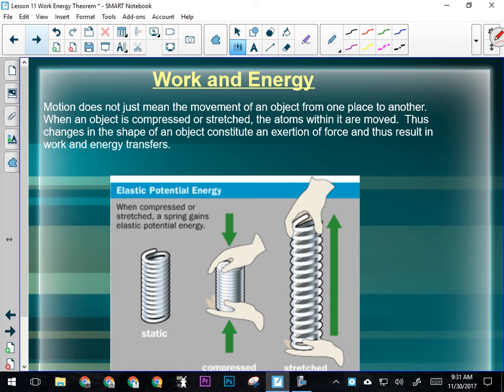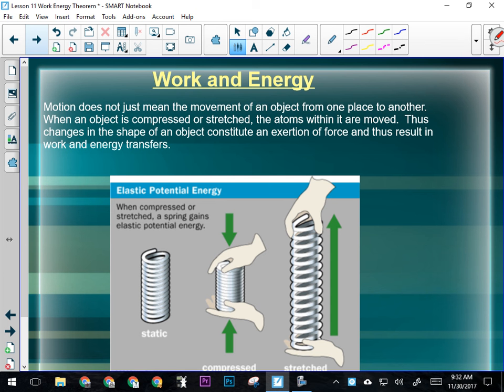Okay. So motion doesn't just mean the movement of an object from one place to another. When an object is compressed or stretched, its shape is changed, and that can involve potential energy in an elastic form. So when you're using a bow and arrow, you can put potential energy into the bow because you're changing the bow's shape, and it's elastic and it wants to spring back to its original shape. Same with a spring.